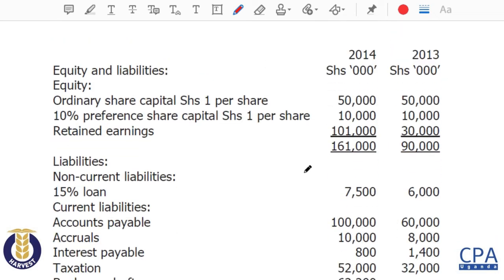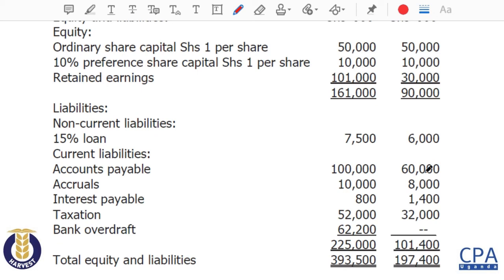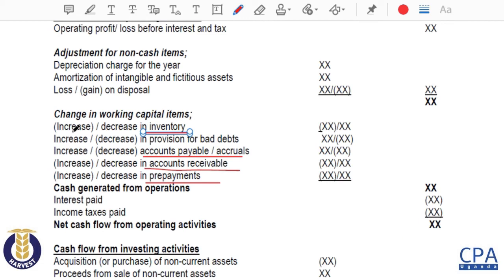When you go to the current liabilities, we have the payables, which moved from 60 million to 100 million. Accruals moved from 8 million to 10 million. So I can see there's an increase in most of the working capital items. Of course, the increase in inventories, as you can see, is in brackets, it's an outflow, and the explanation given under the standard is that when your inventories increase, you have spent money to purchase those inventories. So that is an outflow. That's why our inventories are in brackets here.